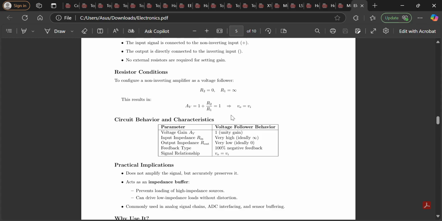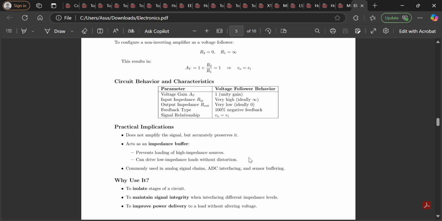So behavior and characteristics: voltage gain is usually 1, unity gain. Input impedance, input resistance, is very high, close to infinite. Output impedance is very low. It should be ideally 0. Feedback type 100%. Signal ratio: output is equal to input voltage.